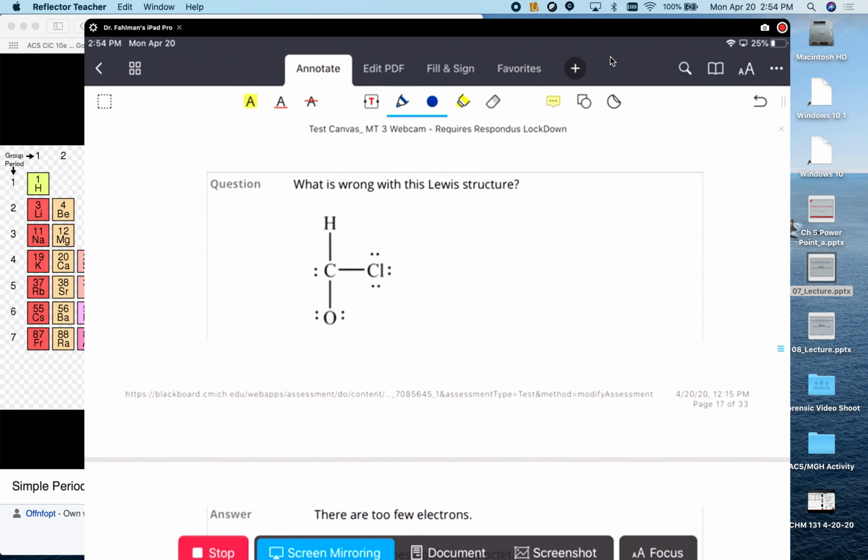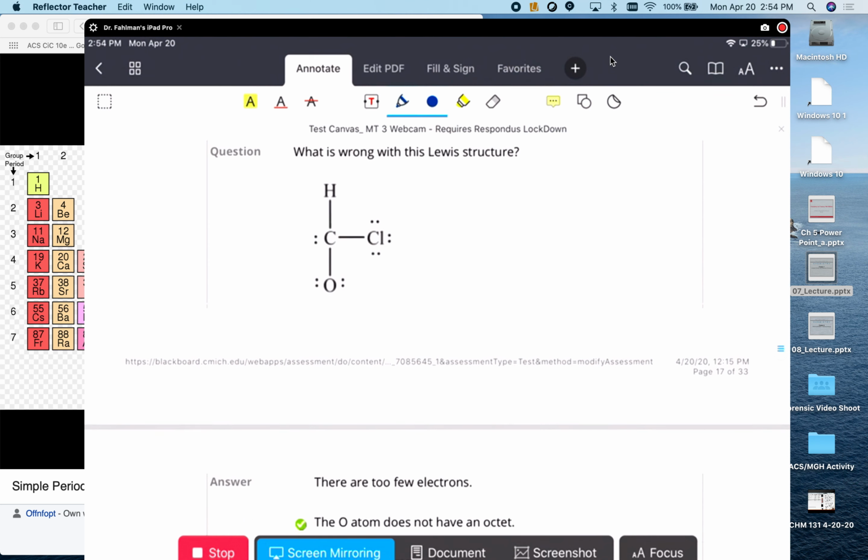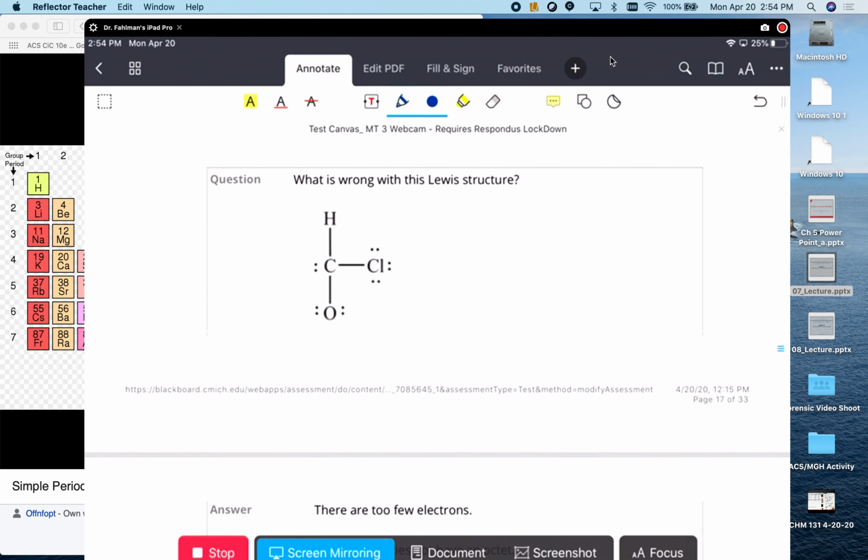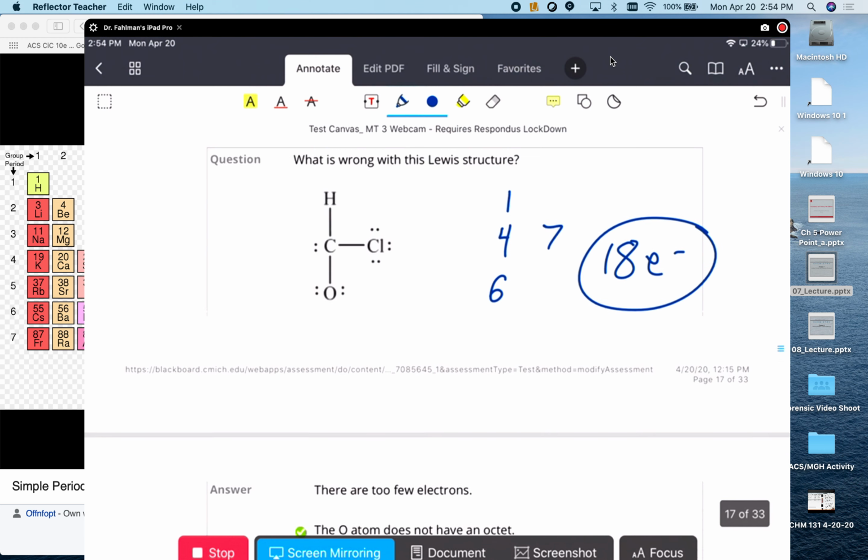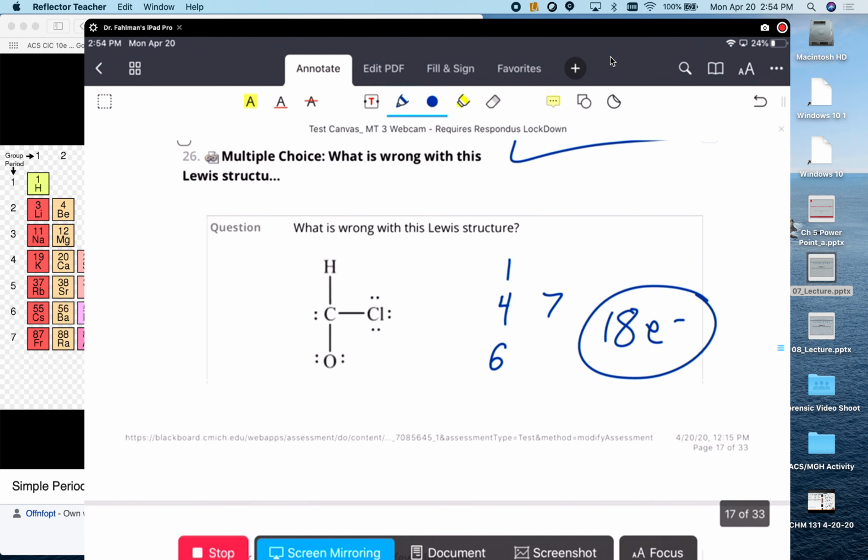What's wrong with this Lewis structure? Okay, so too few electrons. So let's see how many electrons you should have. So you have 1 from the hydrogen, 4 for carbon, 7, and then 6. So you should have 18 electrons total. And so if you look, you've got 2, 3, 4, 5, 6, 7, 8, 9, 10, 11, 12, 13, 14, 15, 16, 17, 18.